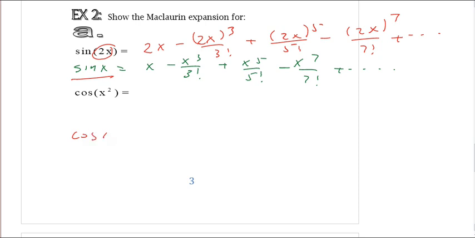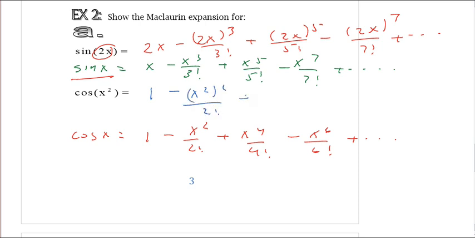I'm going to find cosine x first. That's 1 minus x squared over 2 factorial plus x to the 4th over 4 factorial minus x to the 6 over 6 factorial plus dot dot dot. Okay, so I'm just going to substitute all the x's in with x squared. What that would look like is this: 1 minus x squared squared over 2 factorial plus x squared to the 4th over 4 factorial minus x squared to the 6th over 6 factorial plus dot dot dot.